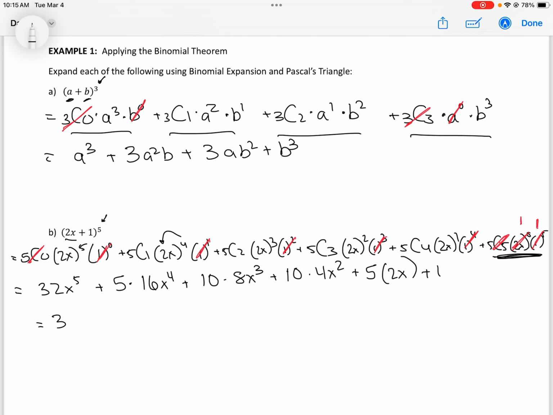Now let's actually simplify. We get 32x to the 5. Now we say, okay, what's 5 times 16? 80. 80x to the 4. What's 10 times 8? 80x cubed. What's 10 times 4? 40x squared. What's 5 times 2? 10x plus 1. And that's the expansion.